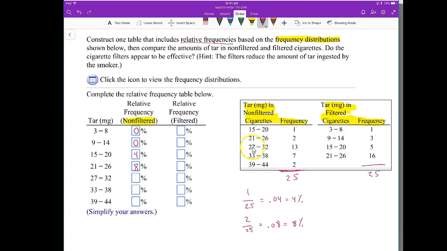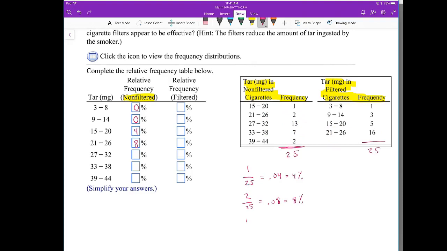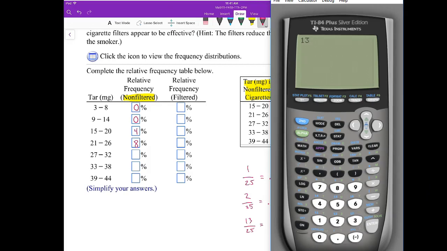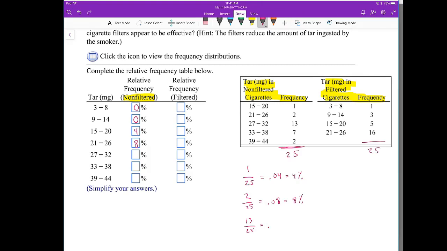And then for the 27 to 30 class, we have 13. So that'd be 13 over 25, which is, let's take the calculator, 13 divided by 25, 0.52, which is 52%. And we just continue in that fashion. So for example, the next one would be 7 divided by 25, which would be 28%, and then 2 divided by 25, which would be 8%. And again, if you add up all these values, you should get 100%.